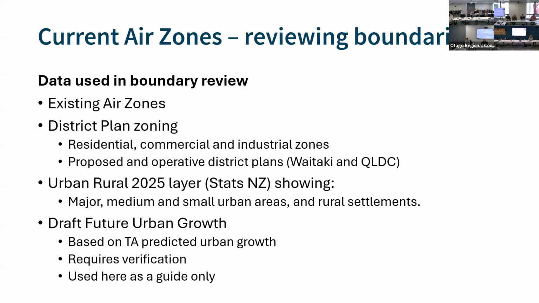In reviewing the boundaries of the current air zones, we took into consideration a number of things. We took into consideration the existing air zone boundaries, which are the current air plan maps. We took into account district planning zones, and we focused on residential, commercial and industrial. However, each TA has their own unique way of categorising their zoning. Their process is quite complex, and so the information you'll be looking at today may be subject to change. For example, the QLDC and Waikouaiti layers each have operative and proposed plans, so some of those layers are still subject to change. I'll note as well that what we're showing you today is really a starting point for the conversation.